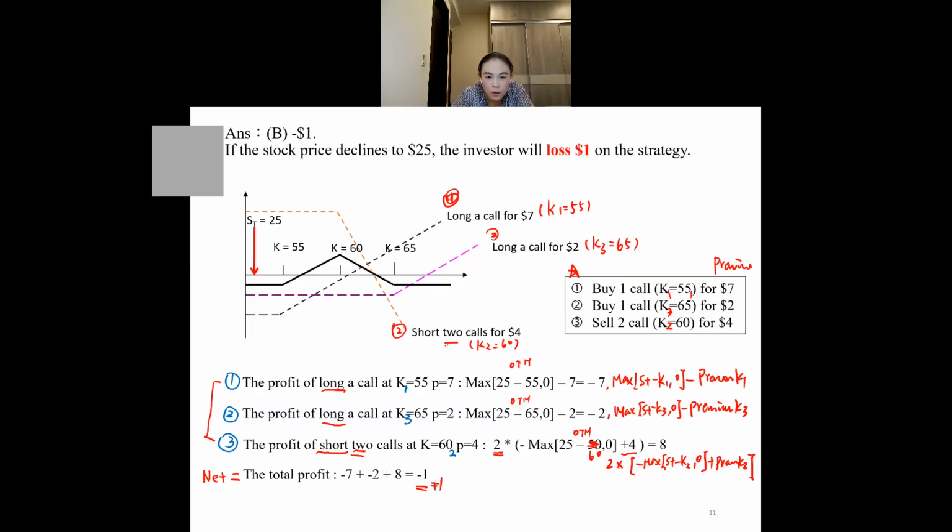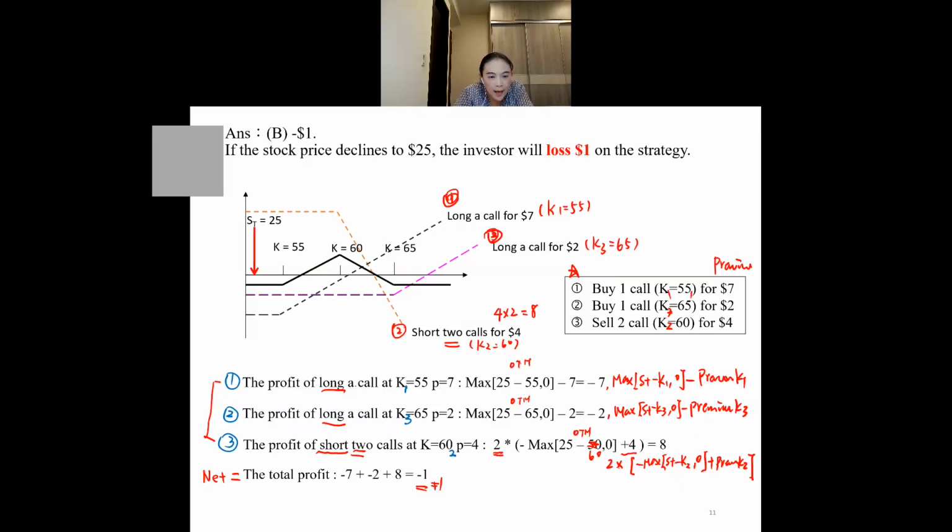Short 2 calls for $4. Here, remember, 4 times 2, your total premium income is $8. And finally, you long a call with the higher K3 of $65 for $2. So basically, that's your total strategy, a 3-strike strategy but 4 positions.